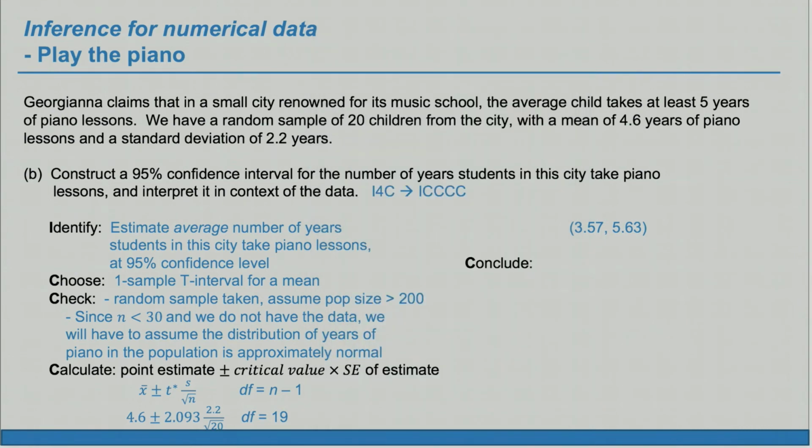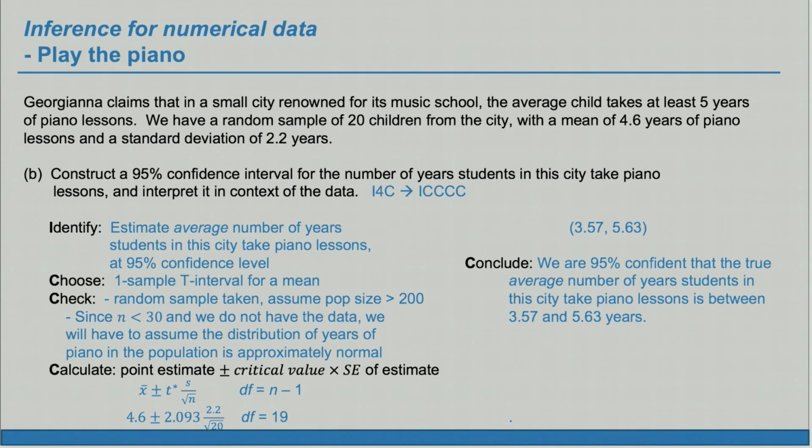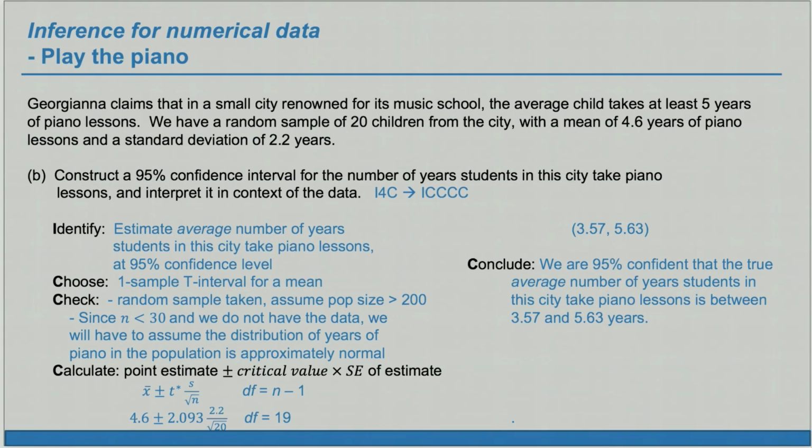Okay, so now we're ready to interpret. We are 95% confident that the true parameter of interest is between 3.57 and 5.63 years. And so what's our parameter of interest? We identified that at the outset. That's the average number of years students in this city take piano lessons. So we're 95% confident that the true average number of years students in this city take piano lessons is between 3.57 and 5.63 years. Now we've interpreted our interval.